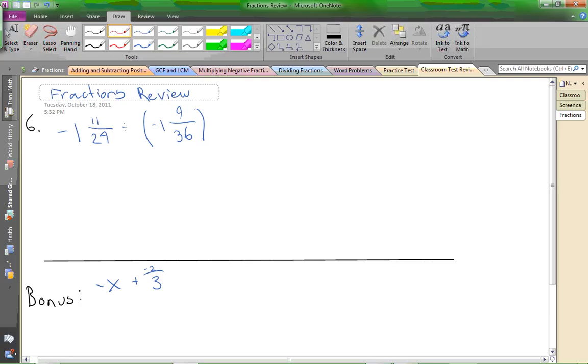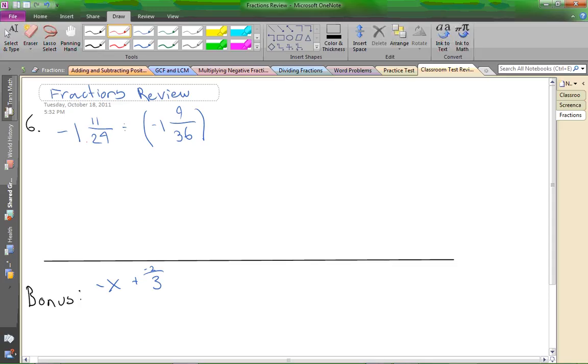Today I will be doing the fractions corrections for number 6 and the bonus. For number 6, the question is -1 11/24 divided by, first parenthesis, -1 and 9/36, end parenthesis.